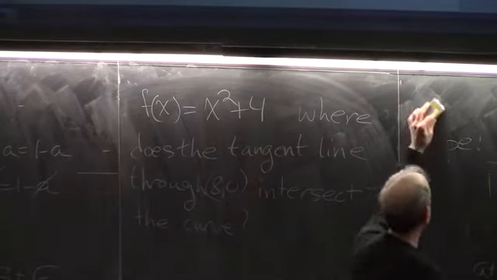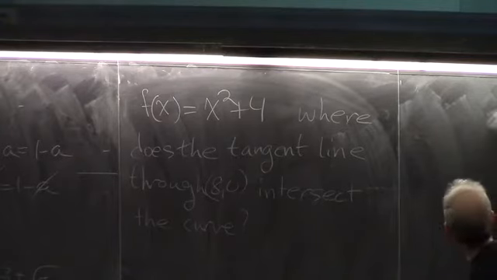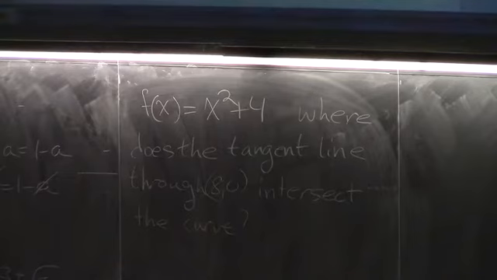Okay, so you have the curve, f of x equals x squared plus 4. Where does the tangent line through (8, 0) intersect the curve? Okay, so this is the same concept, it's just going to be much easier algebra. Okay? Take a minute or two and let's see if you can do this. I think you need at least 1 minute.